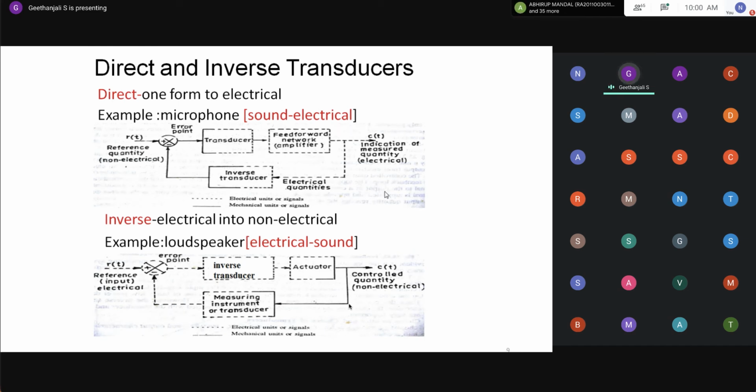This is direct and inverse transducers. The diagram is given for the direct and inverse. Go through the slide, I will explain in detail.